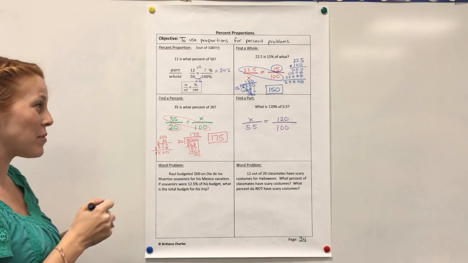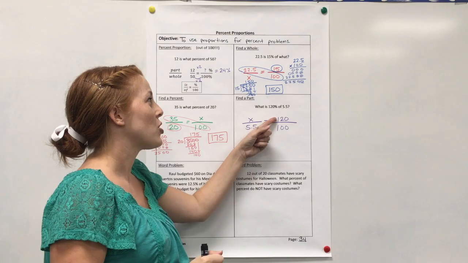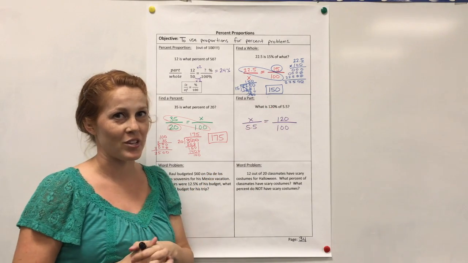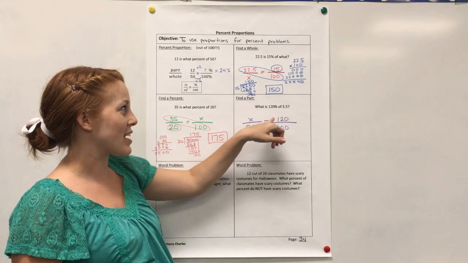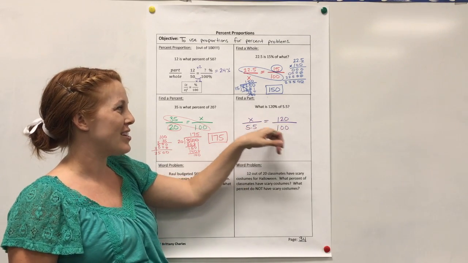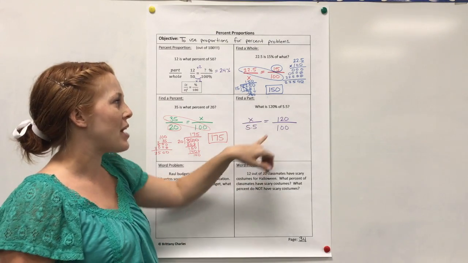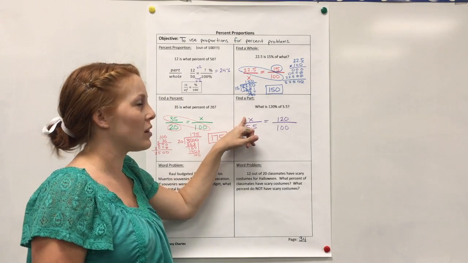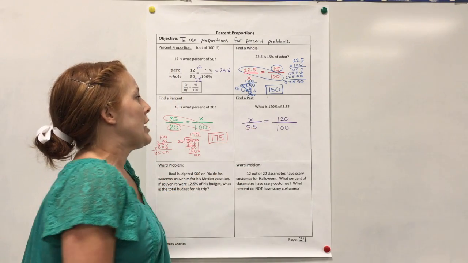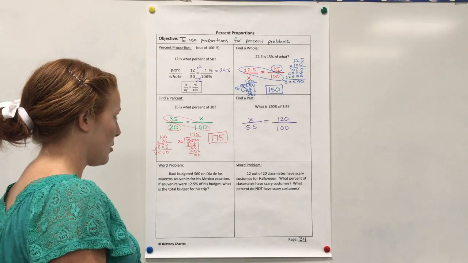Okay, now before I even start this, I noticed that my percentage was over 100%. If my percentage is more than 100%, that means I can already see that this is larger than 100. I know x should be larger than 5.5. Now, 120 is not a lot bigger than 100, so it shouldn't be a lot bigger than 5.5. All right, so let's go ahead and use bat and ball and solve this.